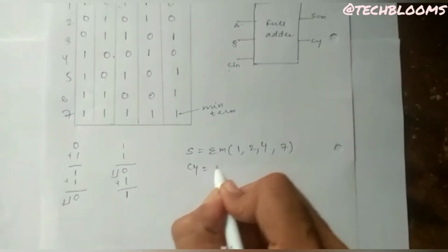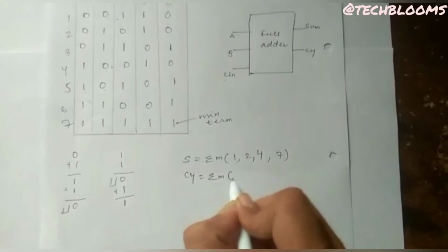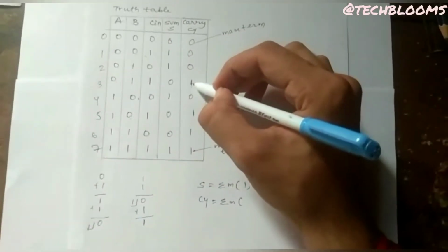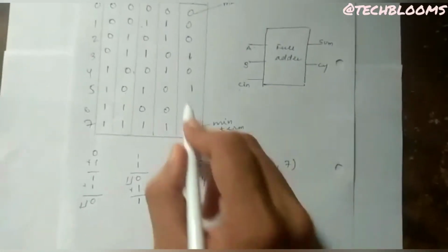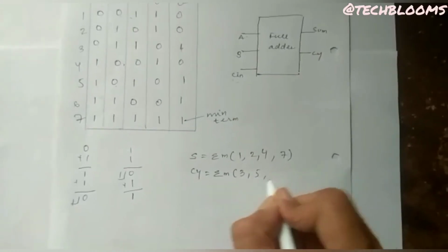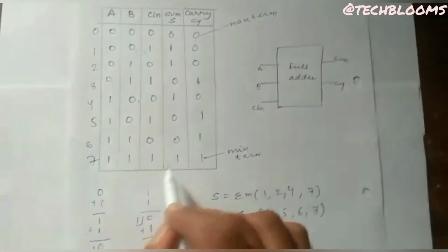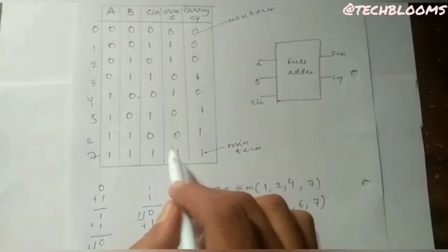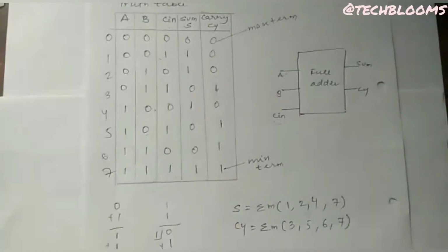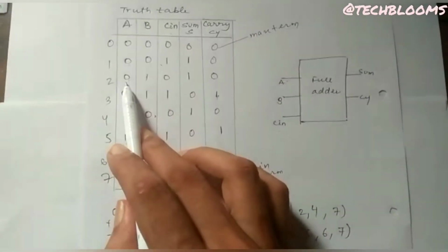Similarly for carry, positions 3, 5, 6 and 7 have 1. Here, since we are taking min terms, a 0 will be written with a bar.